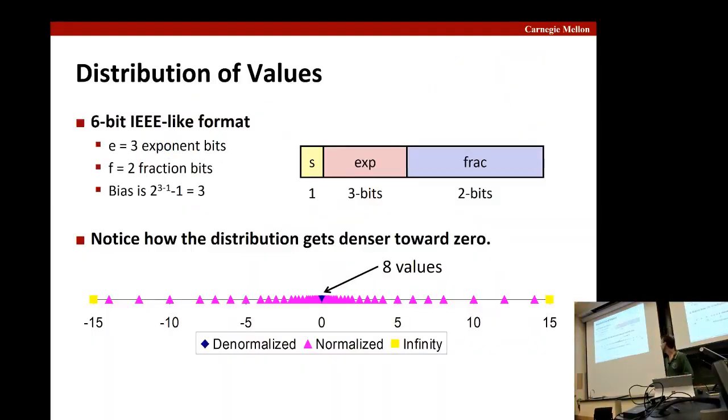And here's another way of looking at them. To make it simple, we've done a much smaller example, a 6-bit format, where you have 3 bits for the exponent and 2 bits for the fraction. We've plotted the denormalized ones, which are that middle slice shown in black, with 8 values. The normalized ones also concentrate closer to 0, and then the positive and negative infinity.